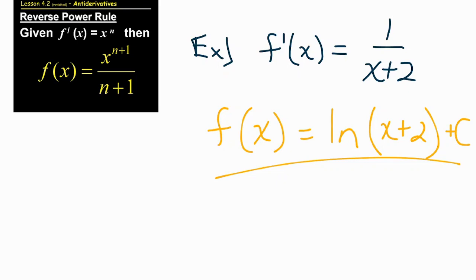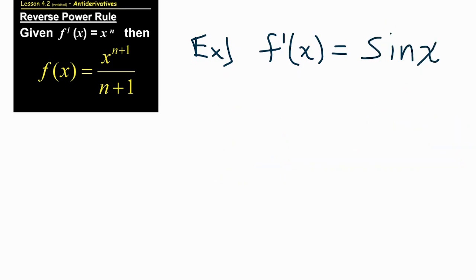So if I have an f prime that's of the form 1 over, we want to be thinking about perhaps ln's. Now, there's other rules that we did. There were trig rules. But once again, we have to kind of think backwards. We kind of have to think, where did sine come from? In other words, the derivative of what is sine?